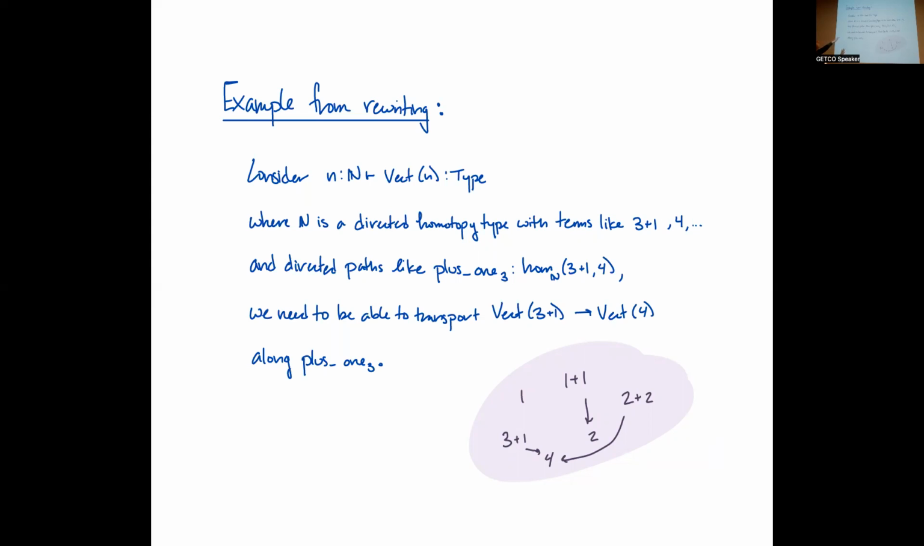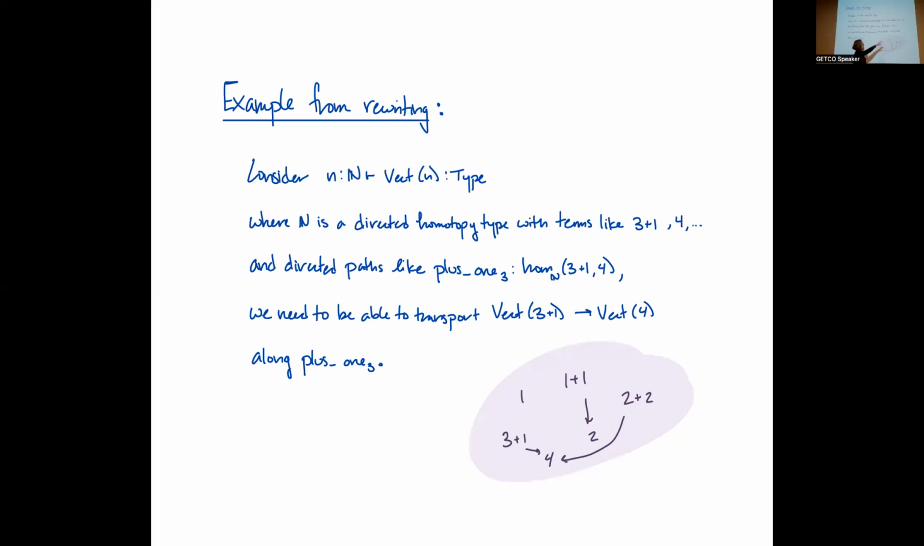But now, if we have a directed version of type theory, we could consider n not to be a set like we normally do, but a directed homotopy type with terms like not just 0, successor of 0 like 1 and 2, etc., but the type with terms that represent all kinds of addition and so on. And since we're doing rewriting, we might want to think about all the paths from, say, 3 + 1 to 4.